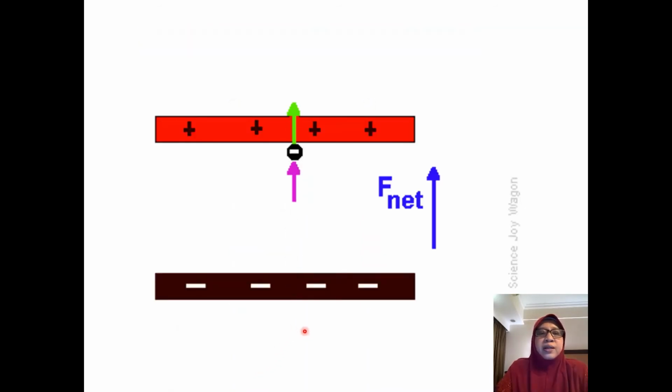Okay, this is another point of view. If it is a negative charge, starting from the negative plate, negative and negative repel, a repulsion force is involved here, so that's why it moves towards the positive plate. The acceleration can be calculated using the same method just now.